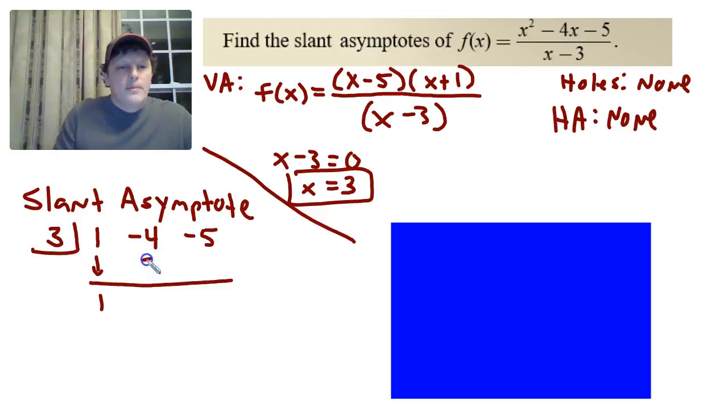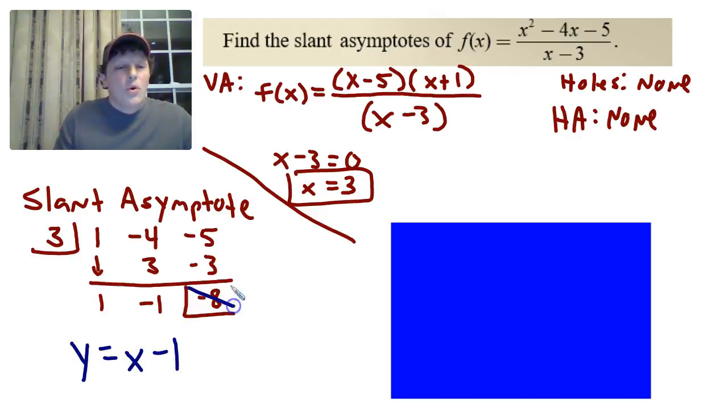Okay, so with synthetic division, we bring down the first number. We multiply 3 times 1. Negative 4 plus 3 is negative 1. So we add down, then multiply. And this last number ended up being what we call a remainder. Now remember that we started with a quadratic and divided a linear. Basically, we started with a degree of 2 divided by a degree of 1. So that leaves us with a degree of 1. This is going to be y equals 1x minus 1. Ignore whatever the remainder is.